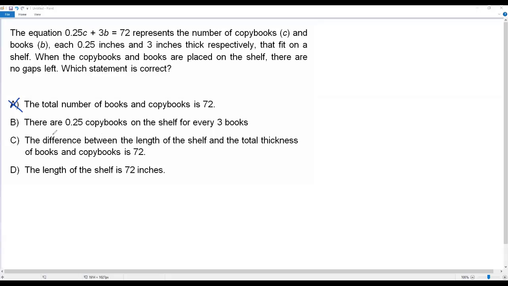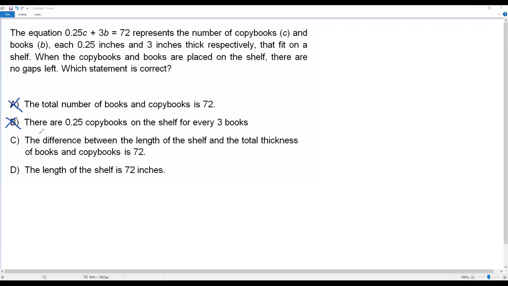Okay, now let's check option B. There are 0.25 copybooks on the shelf for every 3 books. Actually, option B says this 0.25 represents the number of copybooks, and this number 3 represents the number of books. Just now we went over the given information carefully, and we got it. That is, the 0.25 represents the thickness of each copybook, and this number 3 represents the thickness of each book. But option B says 0.25 represents the number of copybooks, and this 3 represents the number of books. So this is also wrong.